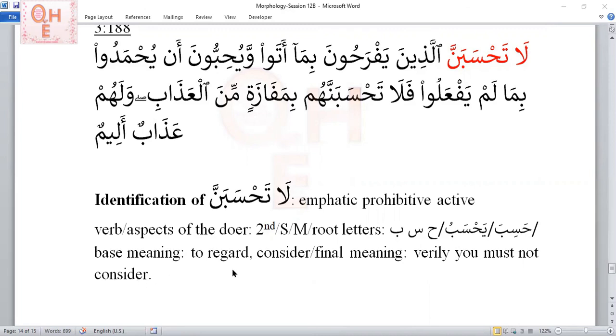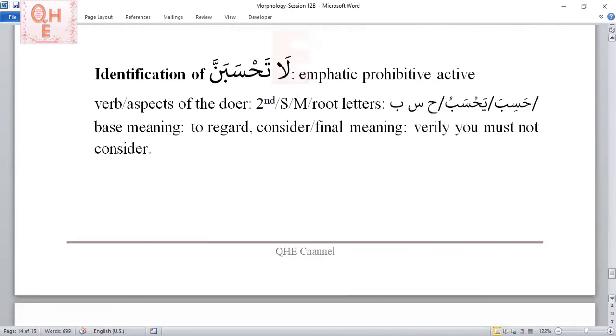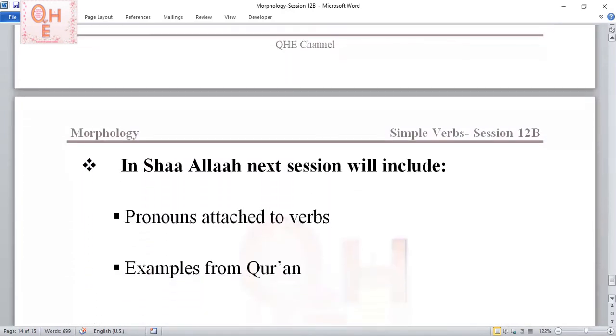Okay, Alhamdulillah. So we finished our session on emphatic verbs. We did 2 sessions on emphatic verbs. Alhamdulillah. Let's see what's coming up next. In the next session, inshallah, we will learn about pronouns and especially pronouns that are attached to verbs. Okay, and definitely we will practice some examples from Quran, inshallah.